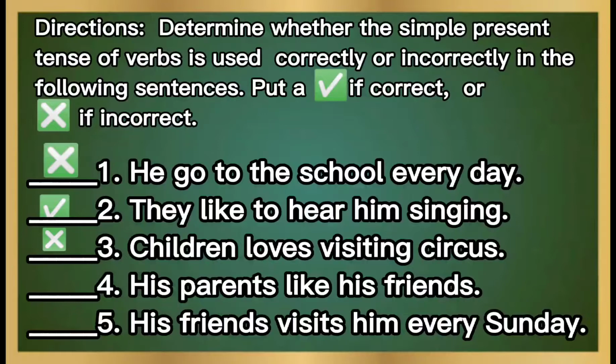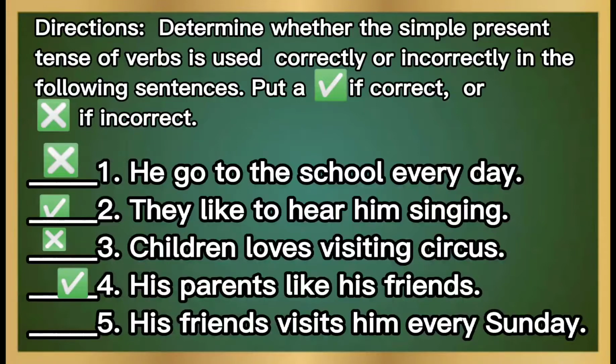The 4th sentence is his parents likes his friends. We are focusing on the parents. Parents is more than one. So the verb should not be added any S. So number 4 sentence is correct. Parents like.